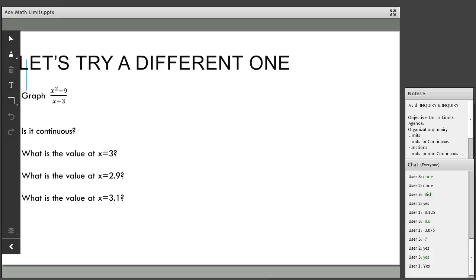All right, so let's try a different one. Take a moment in your Desmos and graph this: x squared minus 9 over x minus 3. And tell me if it's continuous. Let's look at this first before you graph it. What is our exempted value? What can x not equal? x cannot equal 3, right? So when you graph it, I want you to hover over that 3 point and see what Desmos says about when x equals 3. So go ahead and graph that.